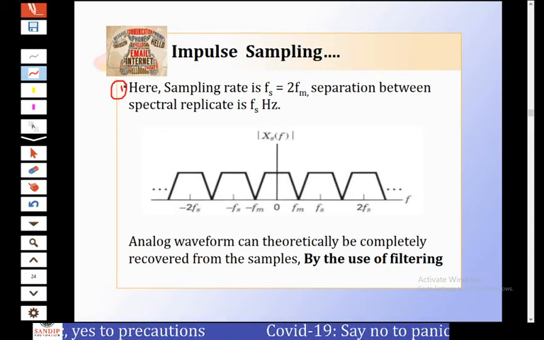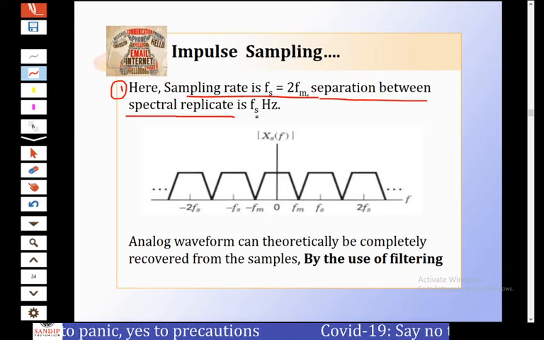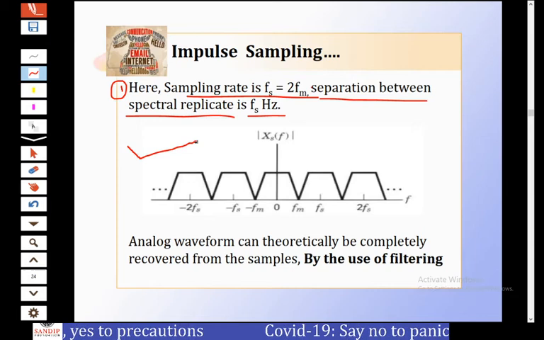First, the sampling rate is fs = 2fm. It's exactly equal to the Nyquist rate: fs equals twice fm, where fm is the maximum frequency of your message signal. The separation between the spectral replicates is fs, and the figure is shown like this. This means there is no separation between two consecutive signals; they exactly touch each other. This is possible in the case of fs = 2fm, and this is known as the ideal case.